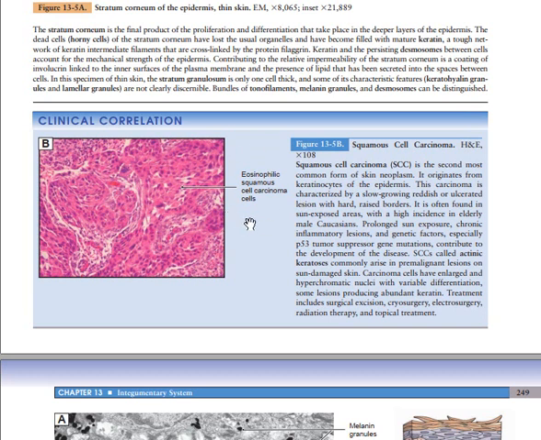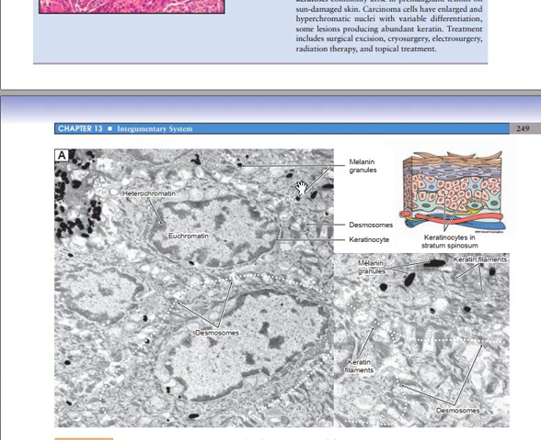Is it clear? So they are also called actinic keratosis. It commonly arises from a pre-malignant lesion on sun-damaged skin. The cancer cells have enlarged and hyperchromatic nuclei with variable differentiation. So that is eosinophilic squamous cell carcinoma.